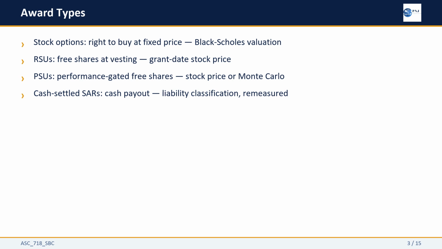The 5 main award types each deliver value differently. Stock options give employees the right to buy shares at a fixed exercise price, with value only if the stock rises. RSUs deliver free shares upon vesting; value is immediate and predictable. Restricted stock is issued at grant but subject to forfeiture. PSUs add a performance or market condition gate on top of the RSU structure. And cash-settled SARs pay cash equal to stock price appreciation, avoiding share dilution but creating liability classification.